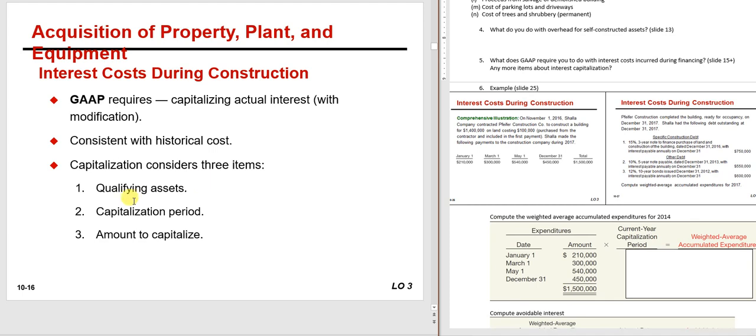And we're going to talk about that. What is the capitalization period? So in other words, during the construction period. So when does the construction period begin and end? And how much to capitalize? And that's what we're going to go through here.